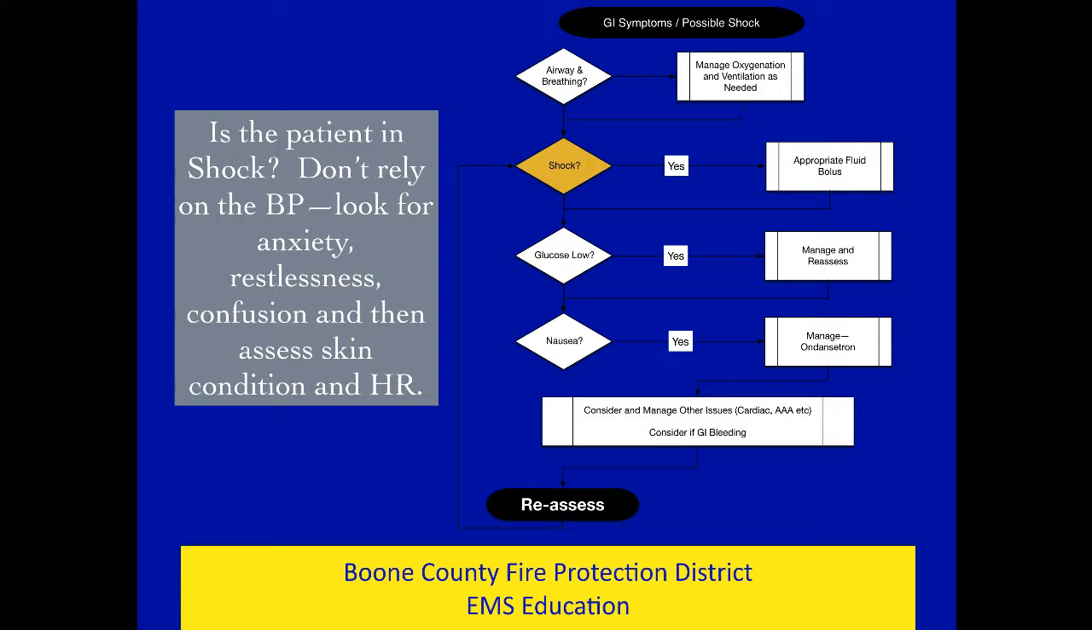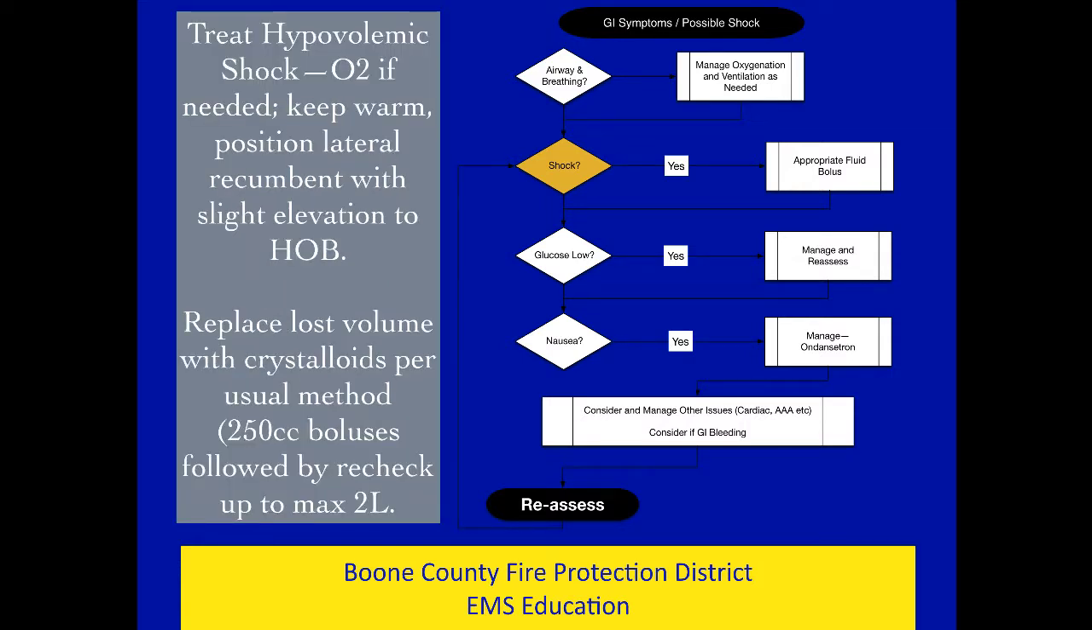Is the patient already in shock? So when we ask you that, don't even think about the blood pressure. BP's got nothing to do with it. If they have skin changes, they're anxious, restless, confused, and they're tachycardic, those are signs of hypovolemic shock. If their blood pressure is 120 over 80, they can still be in shock. So let's not miss our shock patients because we're hung up on blood pressure. We're smarter than that.